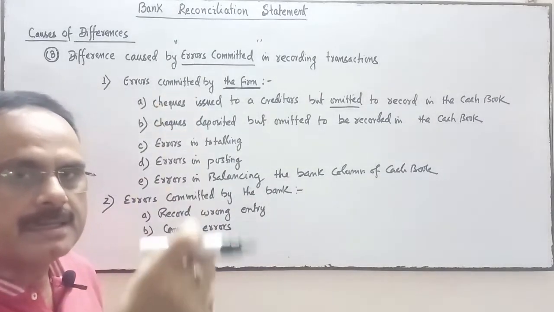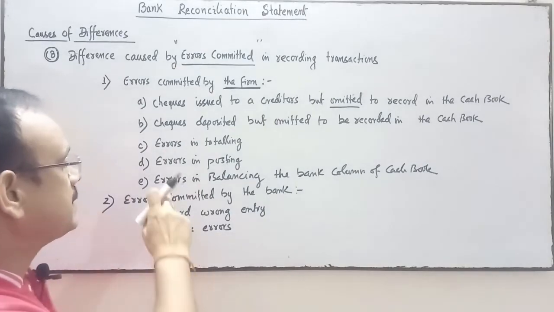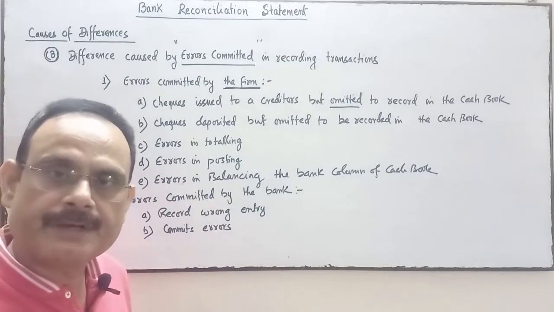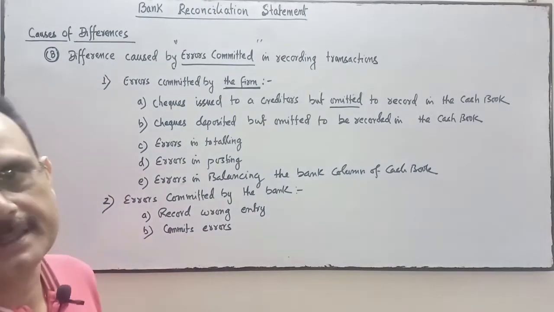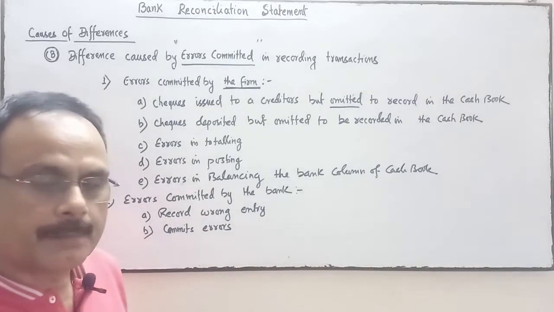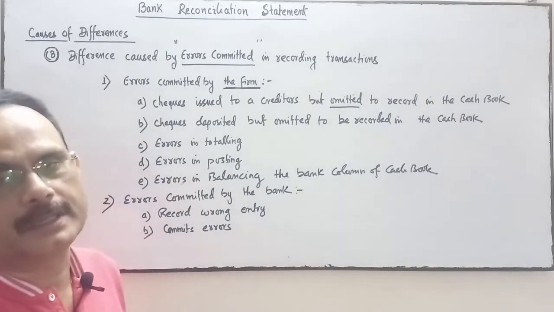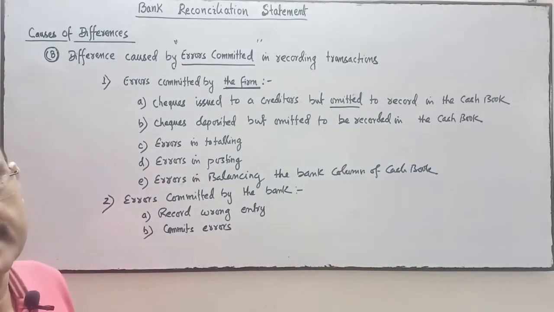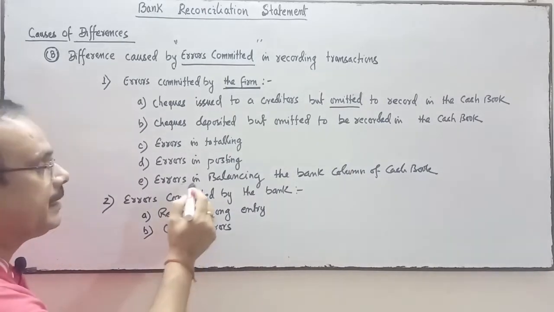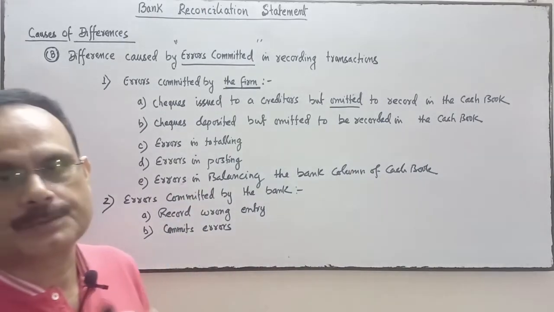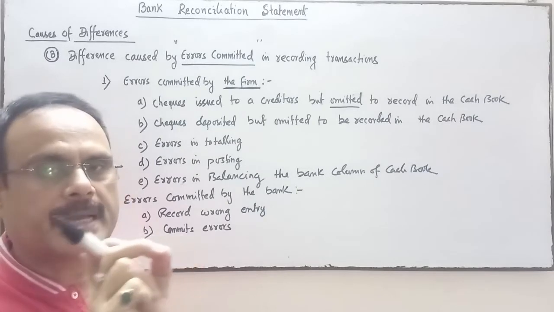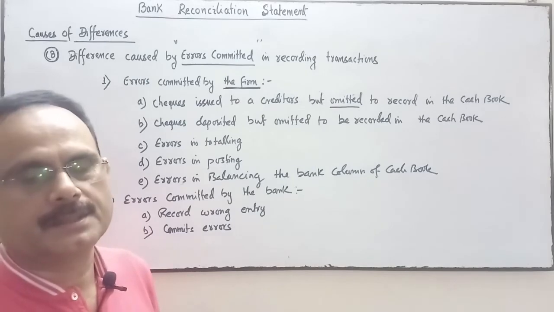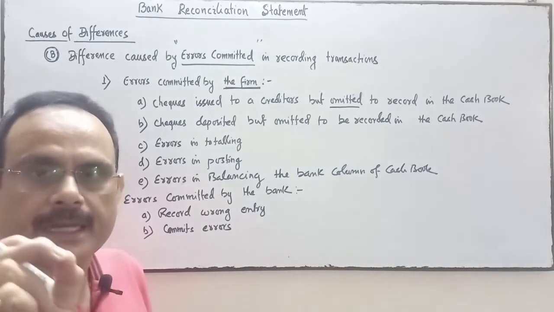Errors in totaling in the cash book. There is a totaling error in the cash book. Next, there are errors in posting in the cash book. Instead of posting in the debit side, the amount is posted in the credit side. Instead of posting in the bank column, we have posted in the cash column. Instead of posting in the cash column, we have posted in the bank column. They are the two columns. Error in balancing the bank column of the cash book. Sometimes we make an error in balancing by balance c/d, wrongly finding the wrong balance.